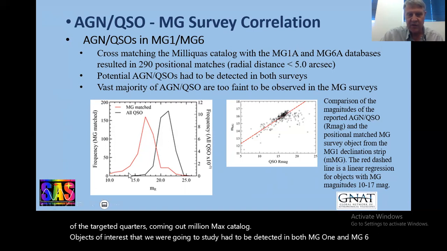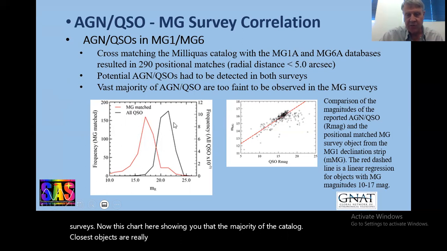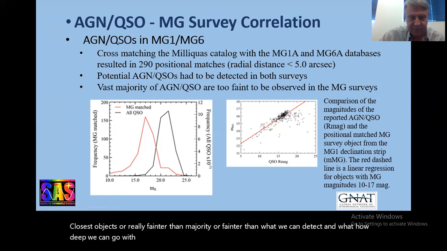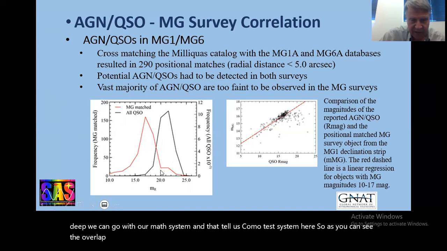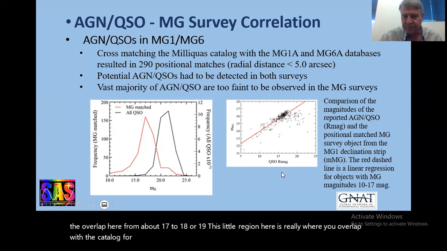This chart shows that the majority of the cataloged quasi-stellar objects are fainter than how deep we can go with our telescope system. As you can see, the overlap from about 17 to 18 or 19 magnitude, this little region here, is really where we overlap with the catalog for potential targets of interest.